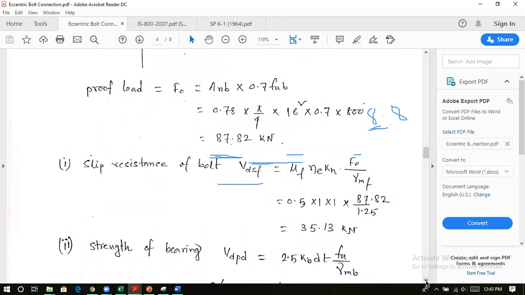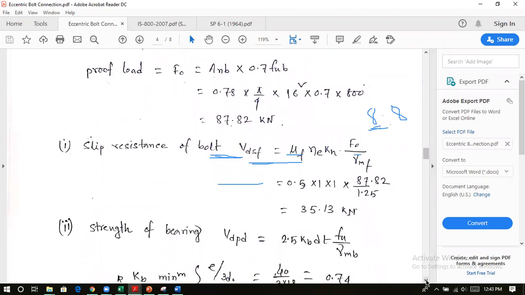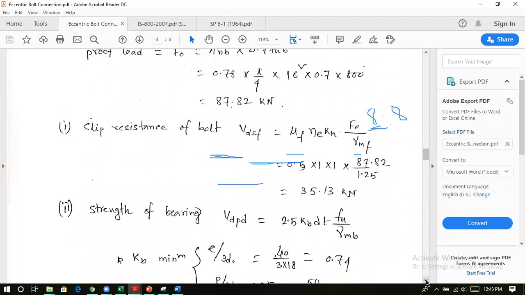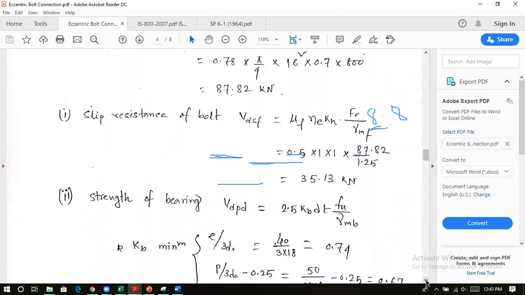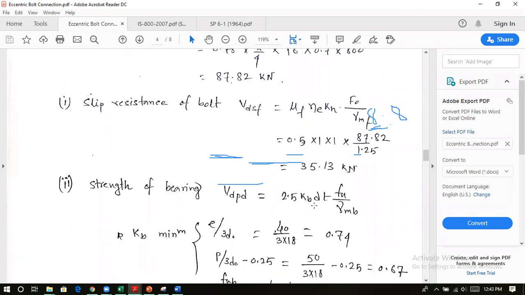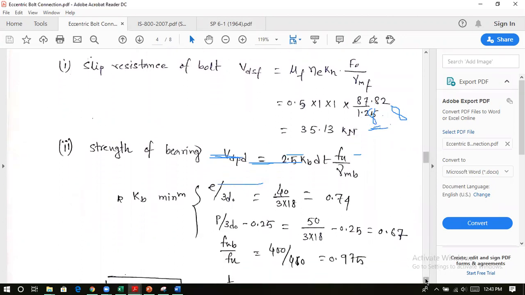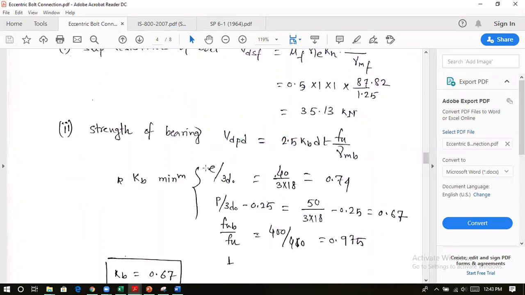Now we have to check its bearing strength to get the bolt value, and we will use the minimum value of these two criteria as its bolt value. Now bearing strength, we are familiar with this formula, 2.5 kb d t Fu by gamma mb. And kb is a constant that depends on these criteria. So based on the given data, you can find e value is given as 40.